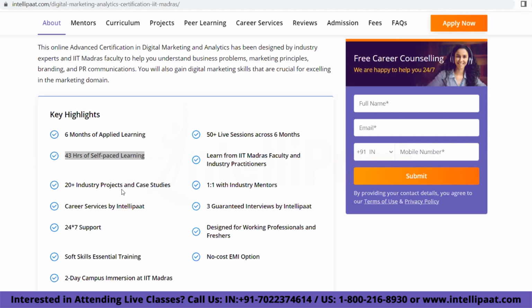Now, the most significant feature of the program is the project work and exercise. Why? Because you're not only learning, you're also applying what you have learned. So you will know the areas and opportunities for you to grow during the entire program. Total 20 plus industry projects and case studies will be provided to you.